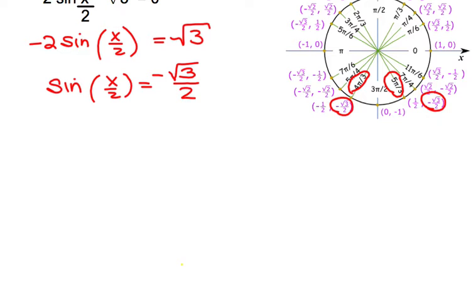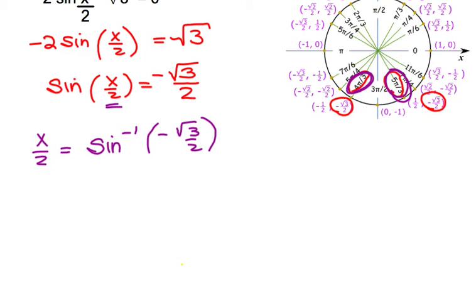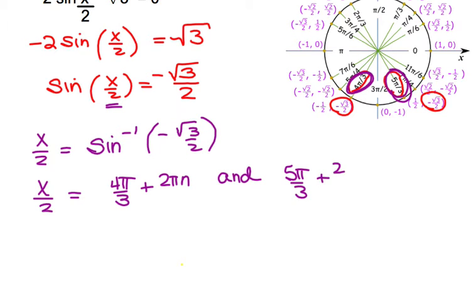All right, so now we're going to use our inverse trig, and we're going to set it equal to x over 2. So we say x over 2 equals the sine inverse of negative square root of 3 over 2. So now we're going to use our angles. 4 pi over 3 and 5 pi over 3 are our two solutions in the first revolution. So we say x over 2 equals 4 pi over 3. Remember, I have to add 2 pi n because it's one revolution. If you want another revolution, just add 2 pi, so that's your period. And 5 pi over 3 plus 2 pi n.